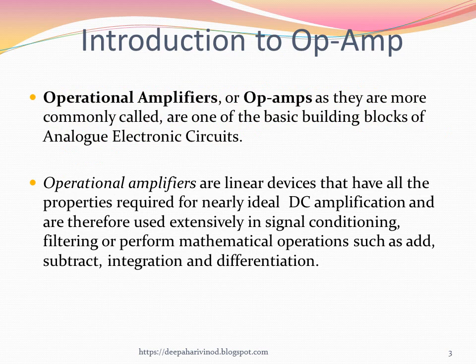So what is an operational amplifier? An operational amplifier is called one of the basic building blocks of analog electronic circuits, and it is a linear device that has all the properties required for nearly ideal DC amplification, and is therefore used extensively in signal conditioning, filtering, or to perform mathematical operations like add, subtract, differentiation, integration, etc.